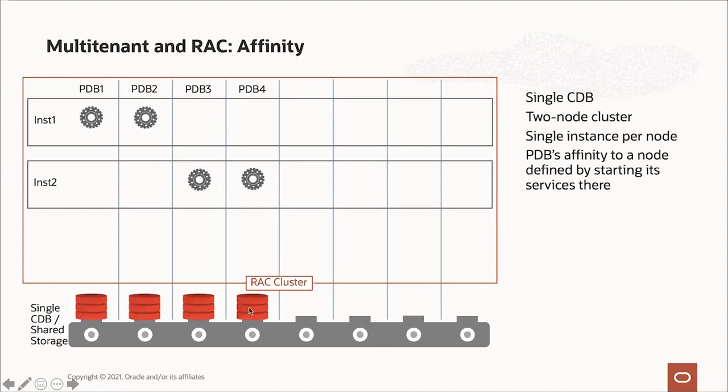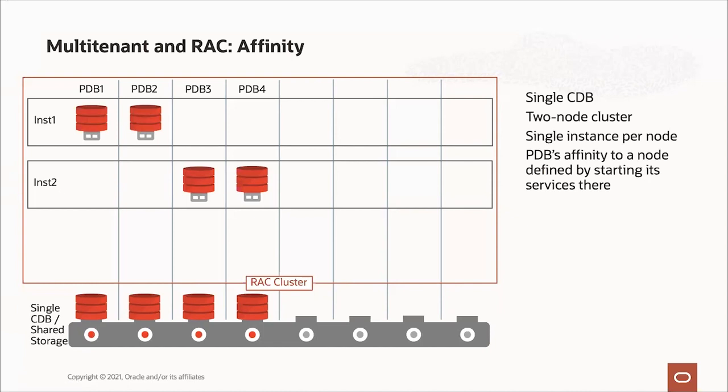I'm showing them here with these red drums, and these little gears spinning are supposed to represent the services. So by starting the services of a PDB, that's how we open it in a particular node. That's how we define its affinity. So here we have PDBs 1 and 2 with affinity to instance 1, and 3 and 4 with affinity to instance 2.